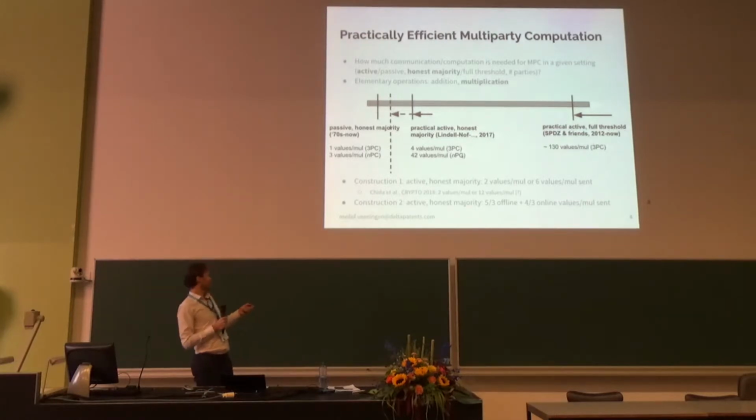And I should compare this to a paper which will appear at Crypto this year, and which has already been presented at some conferences before, where they achieve more or less the same results, so also 2 values per multiplication in the 3-party setting. They have 12 values per multiplication in the multi-party setting, but probably they can optimize it to 6 if they do some of the things from our paper.